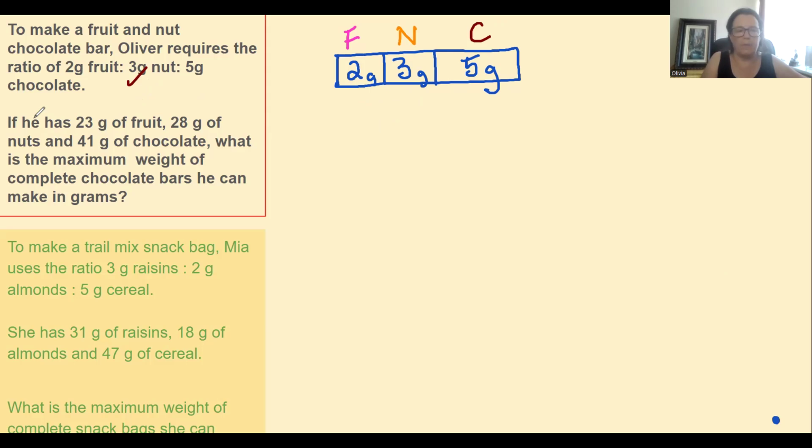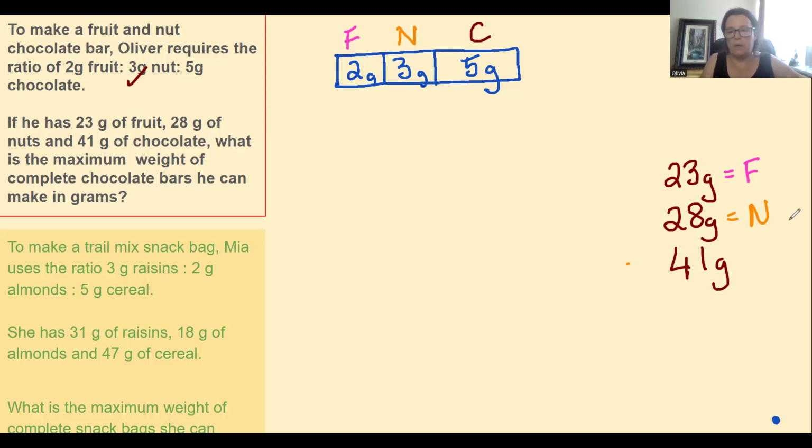Let's go on to the next part. If Oliver has 23 grams of fruit, 28 grams of nuts and 41 grams of chocolate, what is the maximum weight? So let me just write this in first. So 23 grams of fruit, we have 28 grams of nuts, and we've got 41 grams of chocolate.